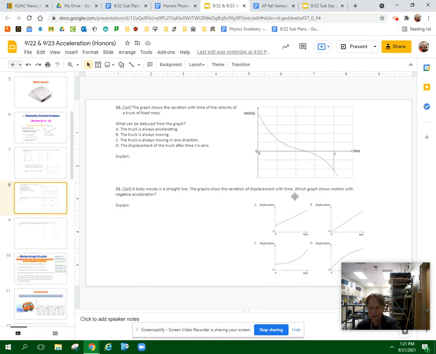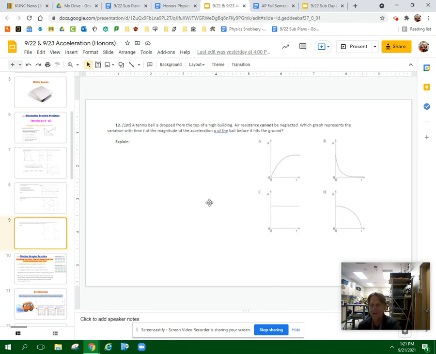The next one here is showing you the displacement in time for negative acceleration. So what does acceleration look like, and especially when it's negative acceleration? Notice these are all showing you positive quadrants for position. So what does negative acceleration look like in that case?